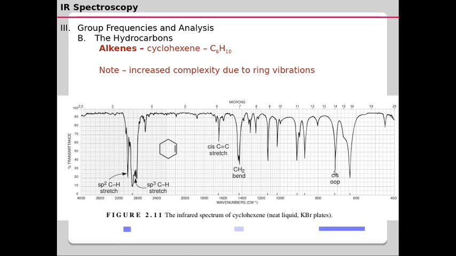And this sharp band here, around 720 centimeter inverse, is due to the cis out of plane bending vibration of the carbon hydrogen bonds of the sp2 hybridized carbon system of the alkenic system here.